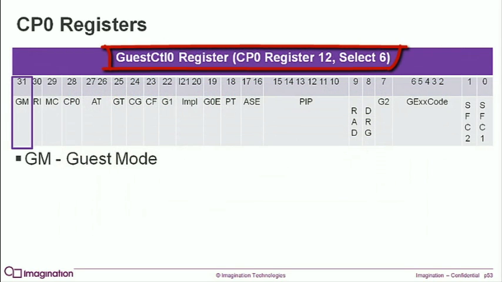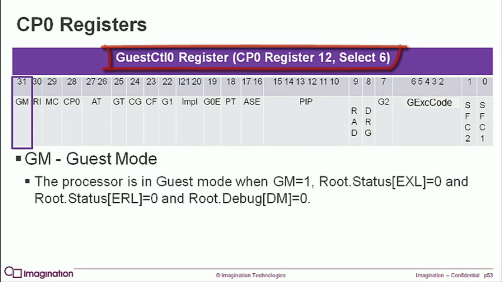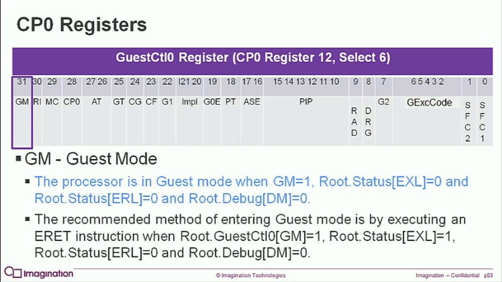The next slides will cover fields in the CP0 guest control 0 register. The processor is in guest mode when the root exception, error, and debug bits are all clear and the GM bit is set in the guest control 0 register. The hypervisor will use this bit to transition the processor into guest mode. It is recommended the hypervisor use a return from exception instruction to enter guest mode.